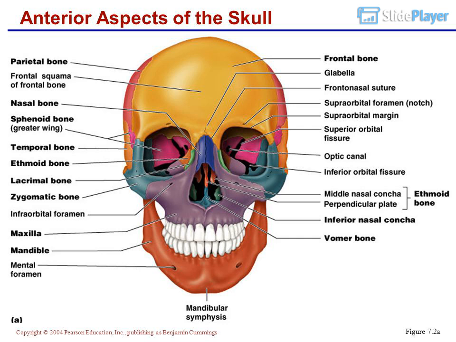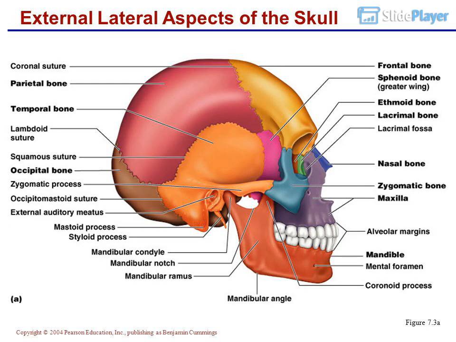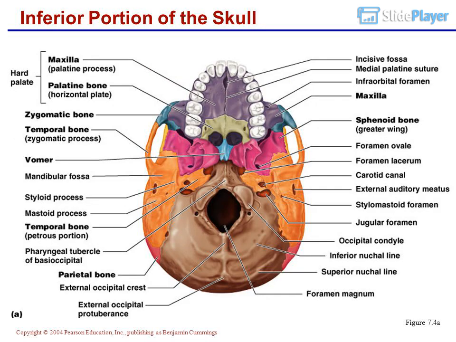Figure 7.2a. Posterior aspects of the skull. Figure 7.2b. External lateral aspects of the skull. Figure 7.3a. Mid-sagittal lateral aspects of the skull. Figure 7.3b. Inferior portion of the skull. Figure 7.4a.